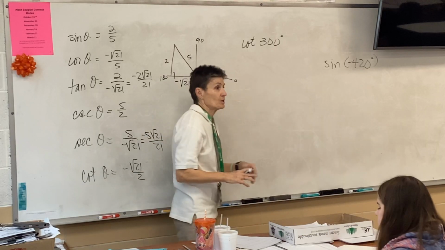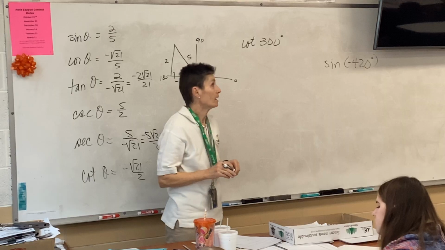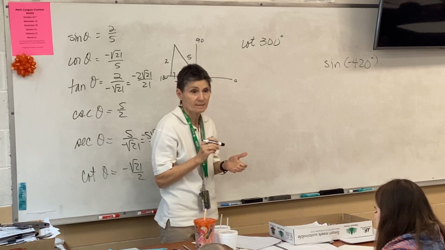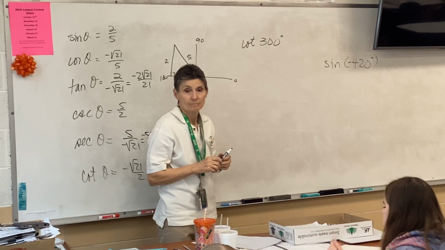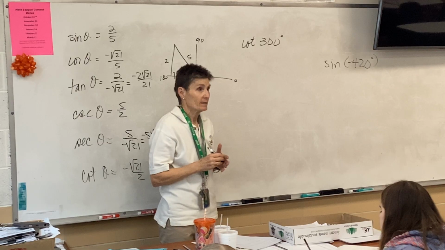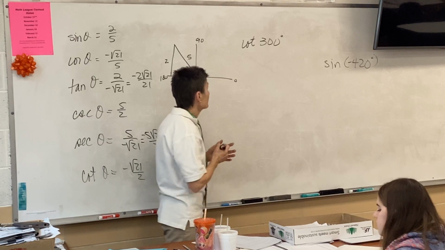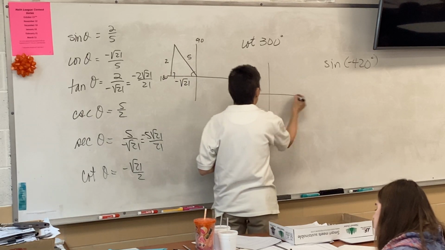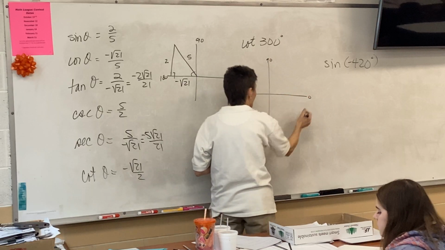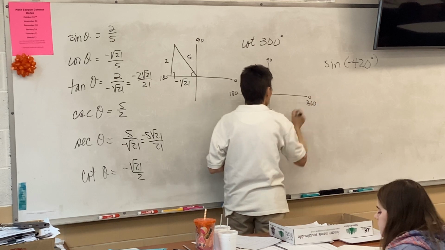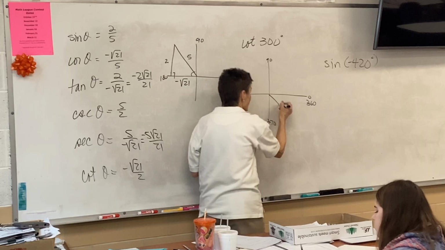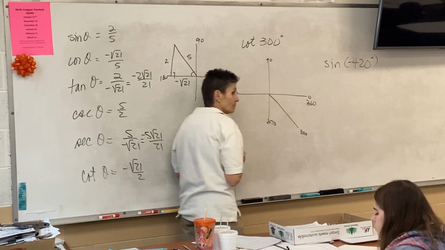So what's our strategy? How do we go about finding the cosine, or cotangent of 300 degrees? What's step 1? It's already in degrees. I draw it. I'm ready to draw it. So here we go. Where is 300 degrees? Right here? Isn't that 300?